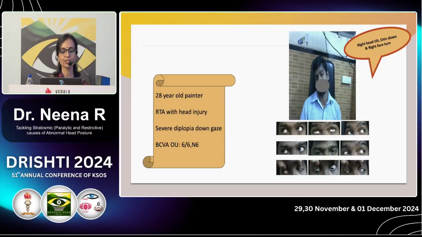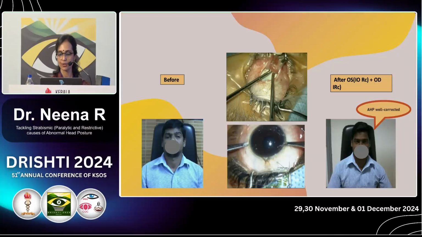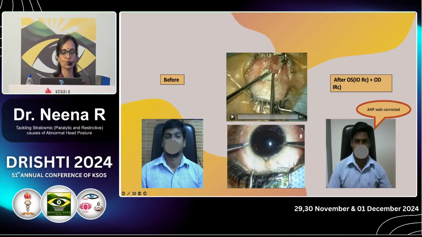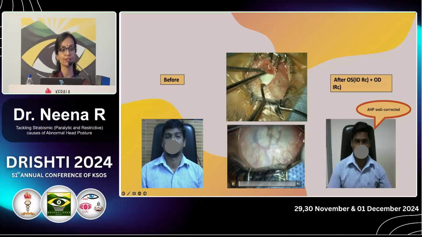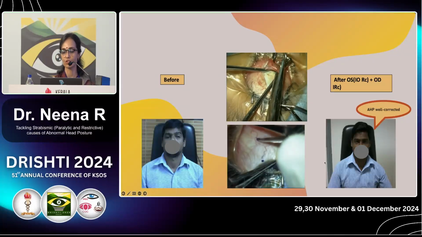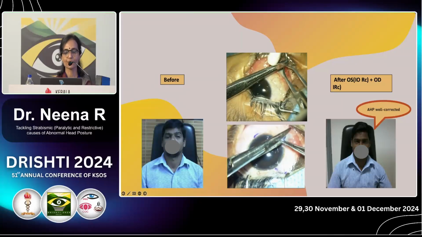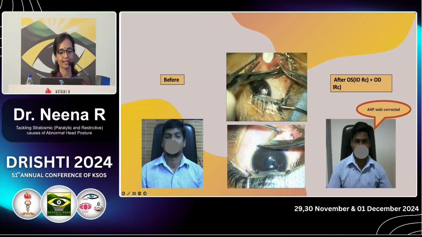So this was a 28-year-old painter. You can see the classical right head tilt, a left hypertropia increasing in right head tilt, increasing in left head tilt and right gaze. This is a classic left superior oblique palsy, very severe diplopia. So this is his head posture, and we did an inferior oblique recession of the same eye along with an inferior rectus recession of the contralateral eye because he had a very large esotropia, hypertropia of the left eye. So post-surgery, he was quite happy. His head posture was well corrected.